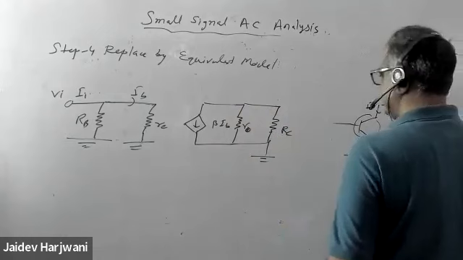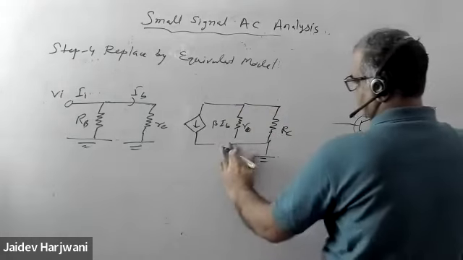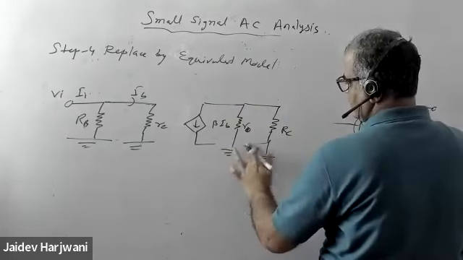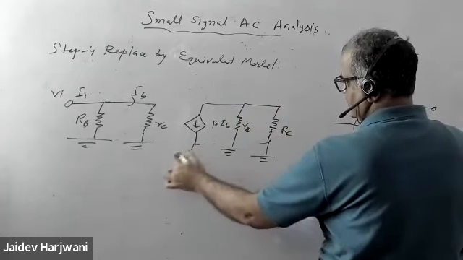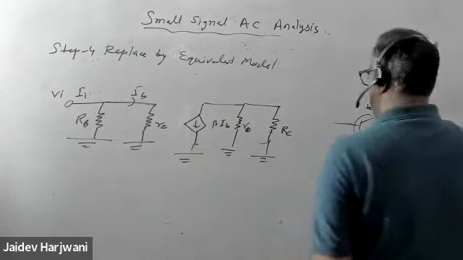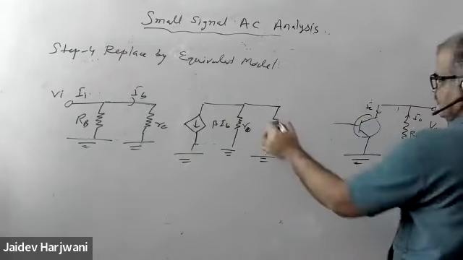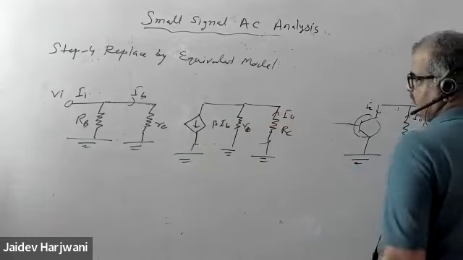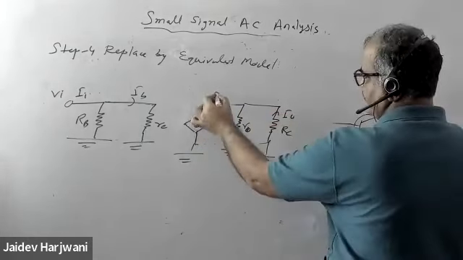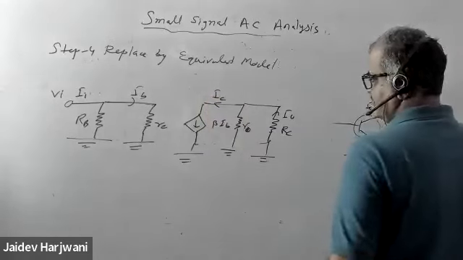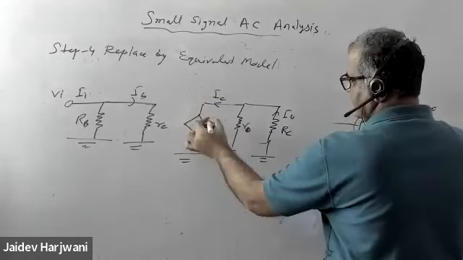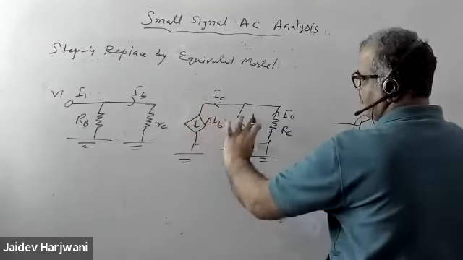You have here RC. If you want separately, you can make this ground, and this is also ground. And RC, I told the current is flowing I0. Here current is flowing IC. This is beta IB is equal to IC. We don't know what is current here.